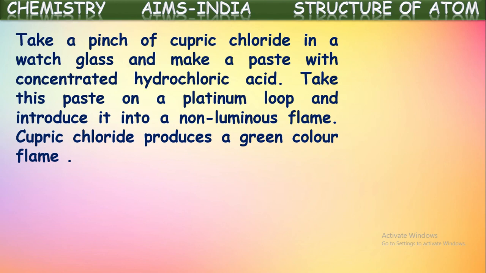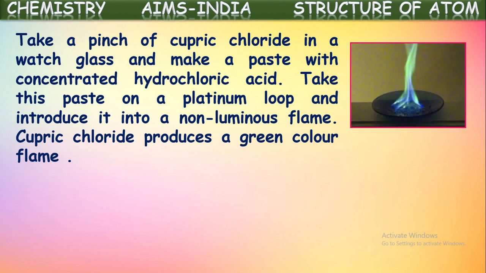So if you take a pinch of cupric chloride in a watch glass and make a paste with concentrated hydrochloric acid, take this paste on a platinum loop and introduce it to a non-luminous flame, what do we observe? What they're asking us to do here is heat cupric chloride on the Bunsen burner or non-luminous flame. Then this cupric chloride produces a green colored flame. See here they have shown the picture of how cupric chloride burns. Cupric chloride burns with a green colored flame.